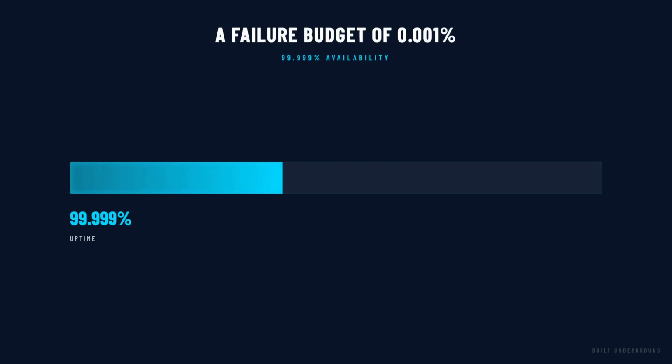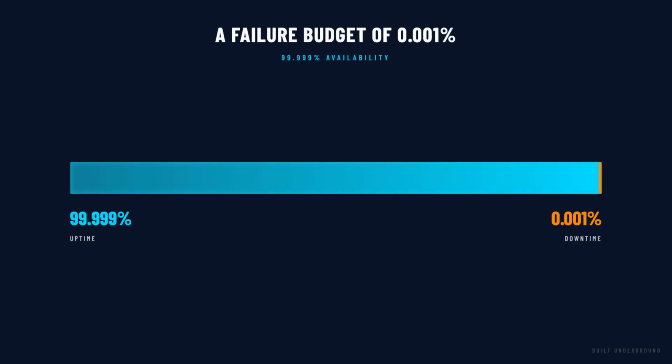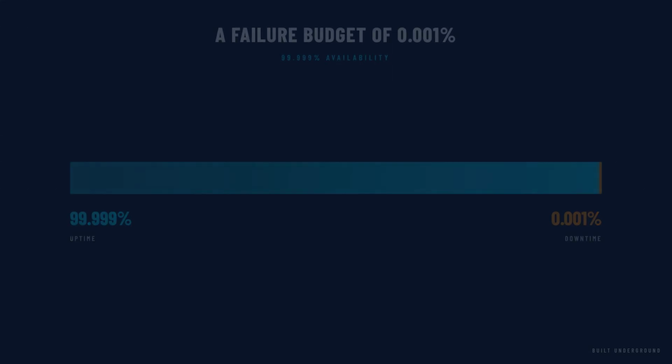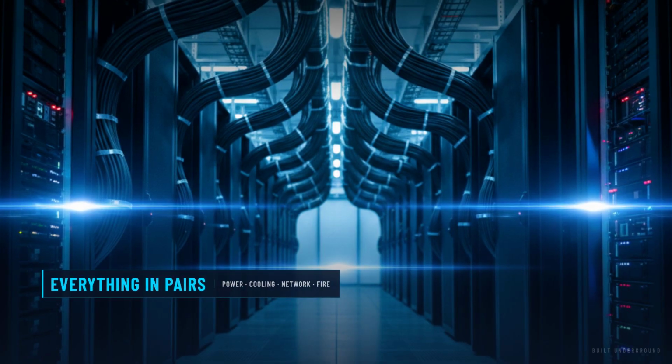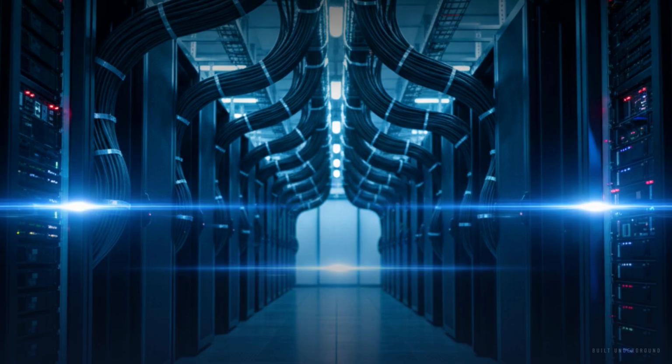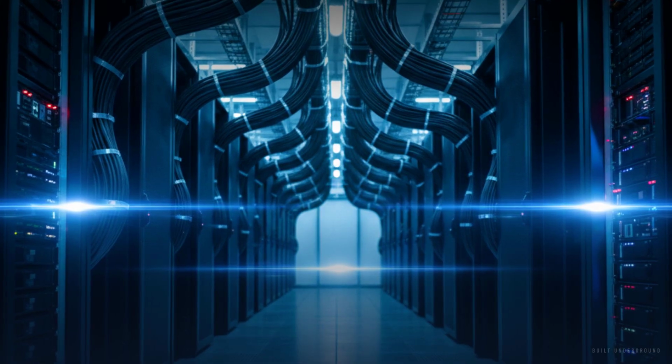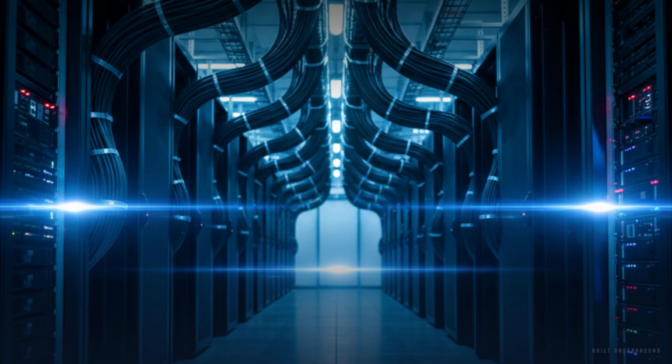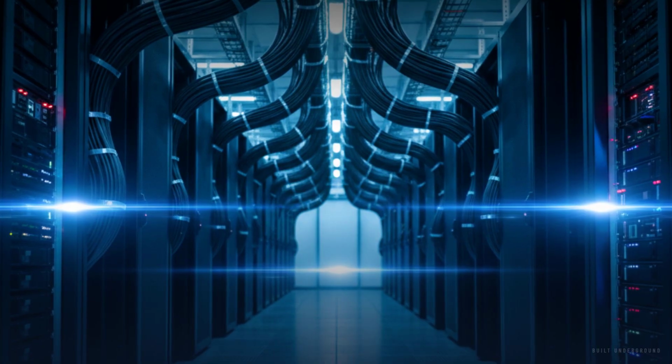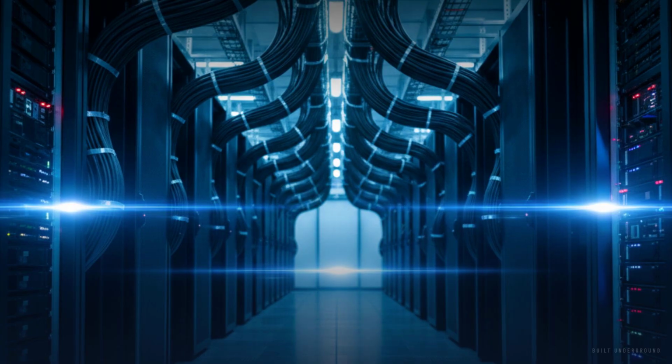Achieving that number requires a specific engineering philosophy, redundancy. Every critical system must have a backup, and in the highest tier facilities, every backup has its own backup. Today, I am breaking down the three main redundancy architectures used in data centers, what each one protects against, and why choosing the wrong one can cost millions.